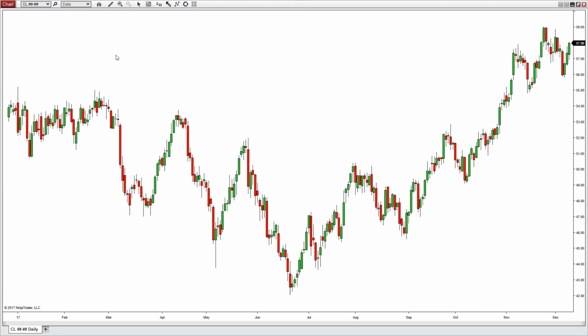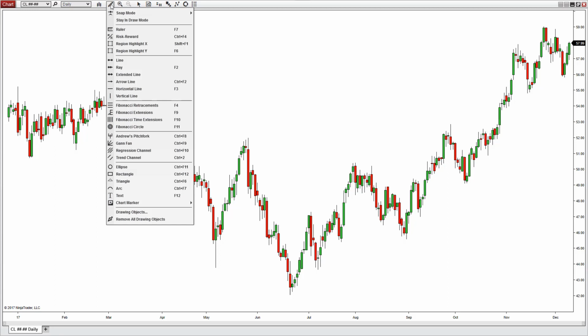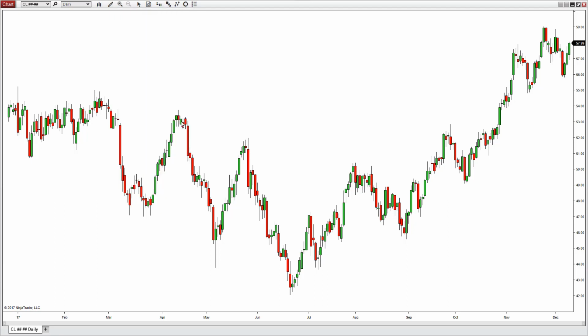Okay, so here we have a chart of crude oil. As you can see, this is a daily chart. Now, you can use Fibonacci time extensions on any time period, but just for example purposes, we're going to use a daily chart. Crude oil had some pretty good movement, a little bit of a two-sided market here, so let's go ahead and put on Fibonacci time extensions. You'll want to click on the drawing tools and then go down to Fibonacci time extensions. You can see the hotkey for this is also F10 in NinjaTrader.